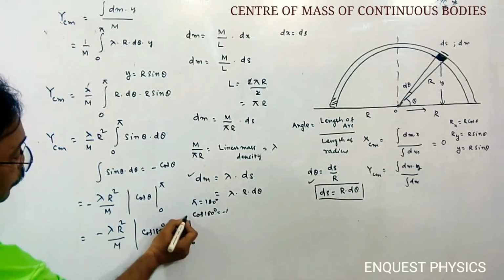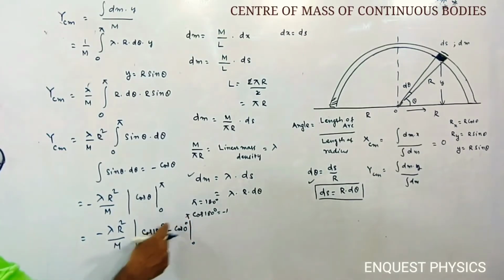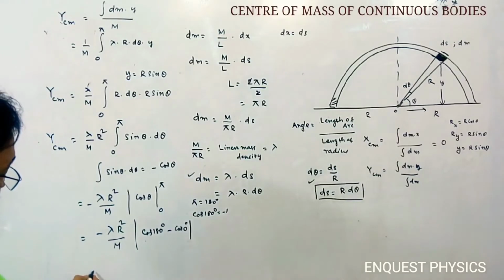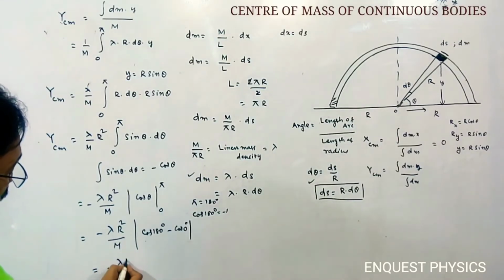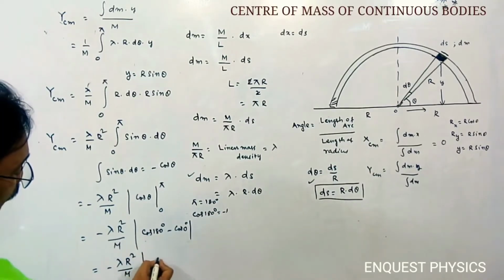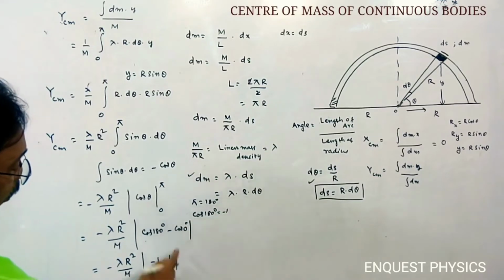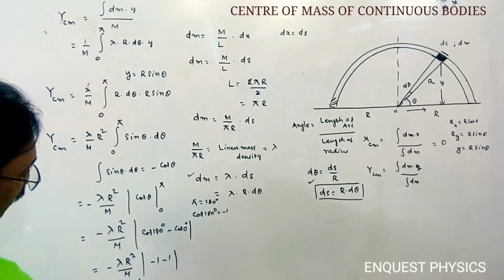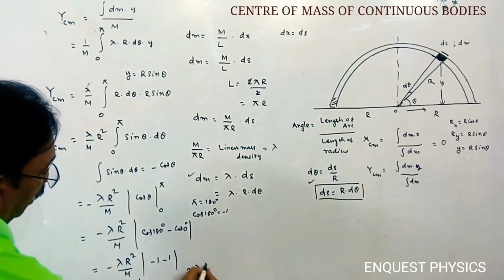Students, we took the limits 0 to pi. First we have to put the upper limit, and then the lower limit, which is 0. So it is minus lambda r squared by m into cos 180 minus cos 0, that is minus 1 minus 1. It is lambda r squared by m into 2, that is 2 lambda r squared by m.